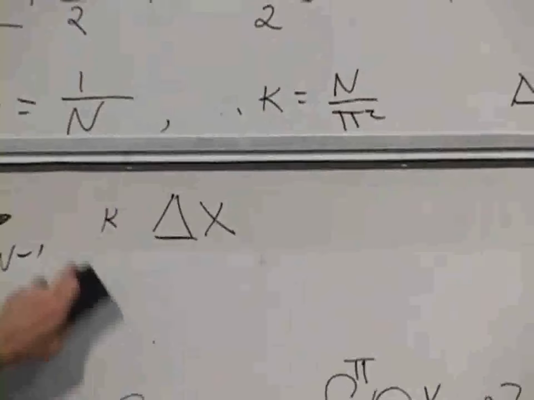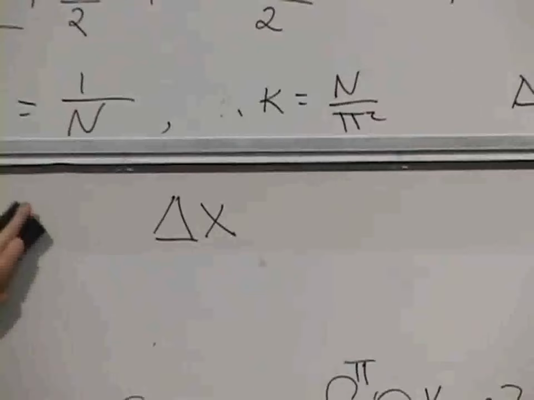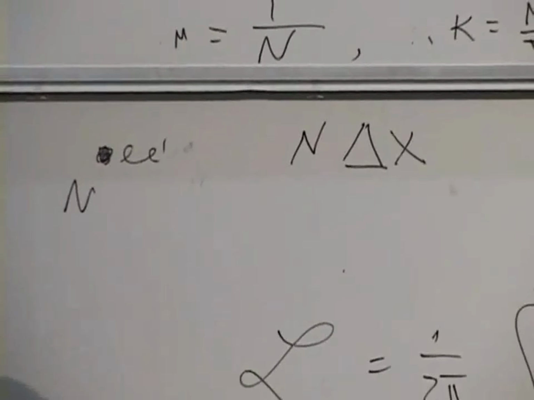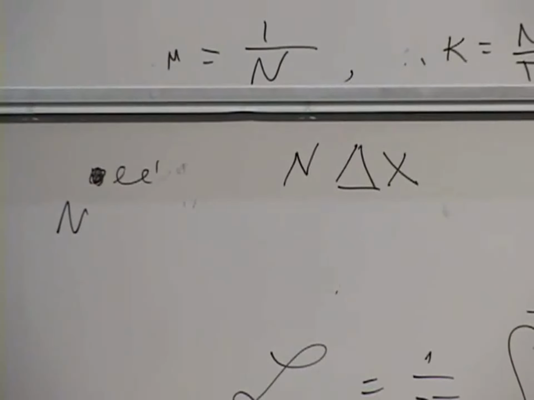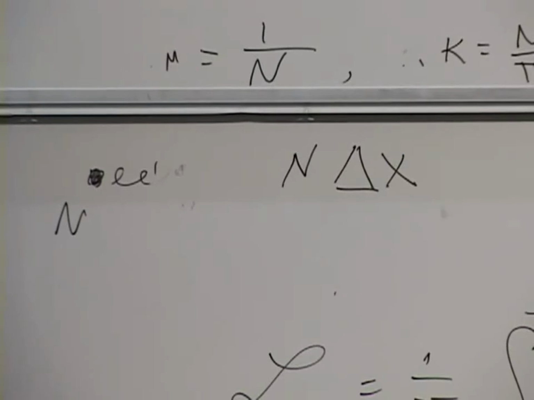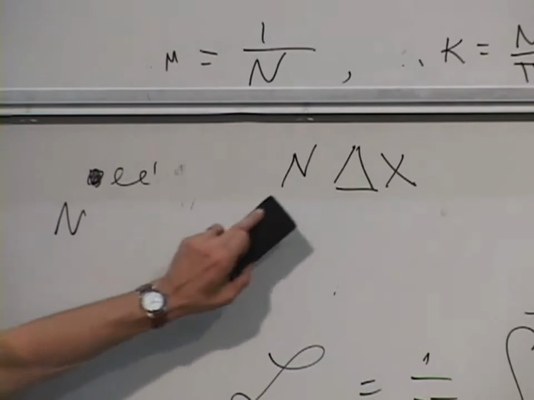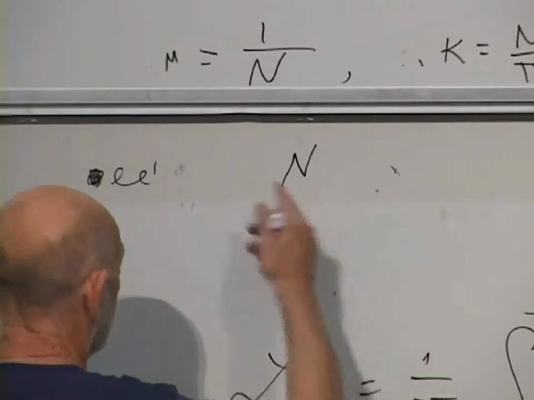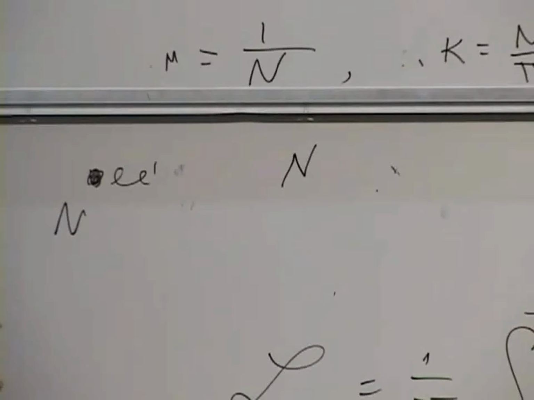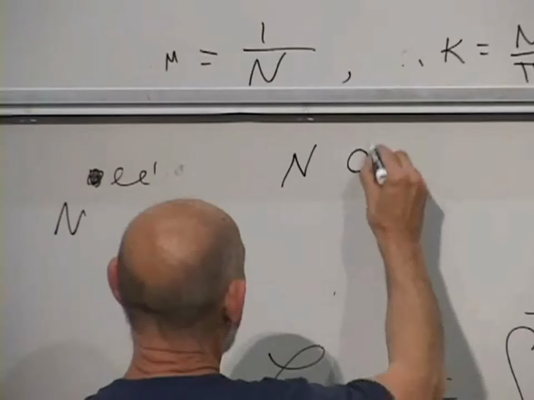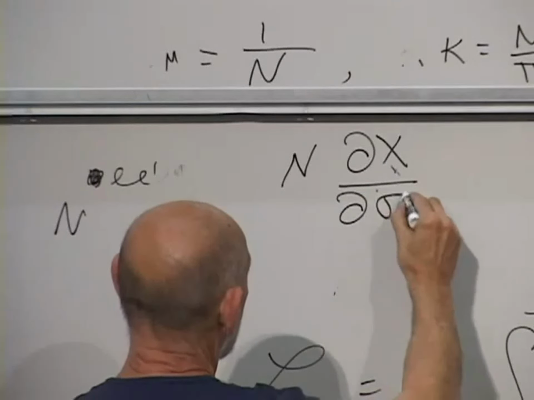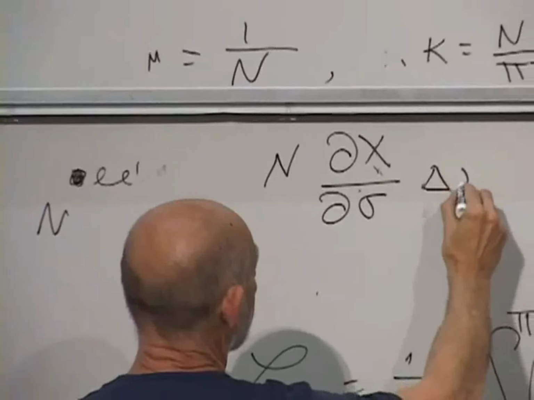It grows like n. I won't bother putting in the pi's. So the force on the last molecule on the chain is delta x. It scales like delta x times n. Now, what is delta x? Delta x is approximately, and in the limit of a large number of points becomes exactly, the derivative of x with respect to sigma times delta sigma.